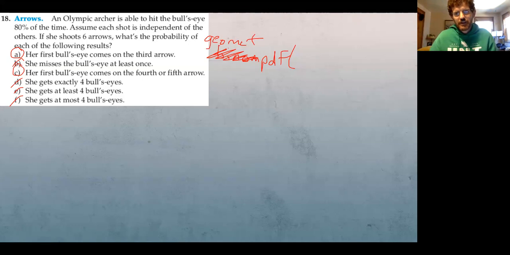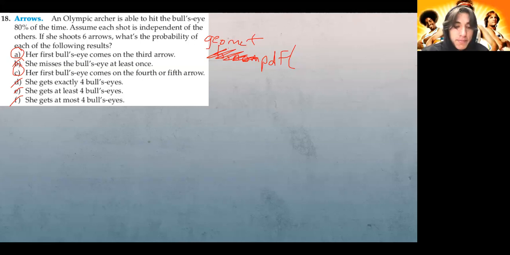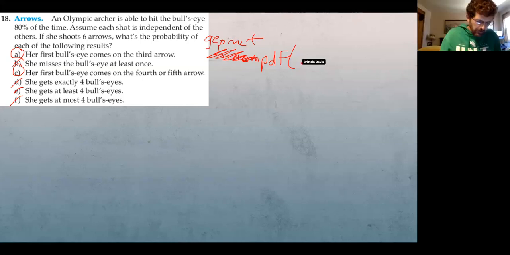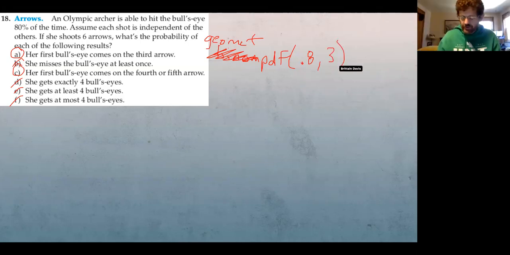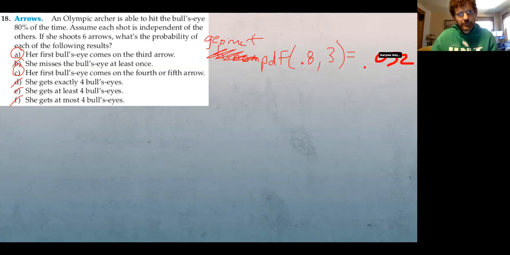So geometric PDF, and what is our P? 0.8. So that's going to go right there, 0.8. And X value here is going to be? Three. You got it. You can see right there. Well, you guys can fill that in.